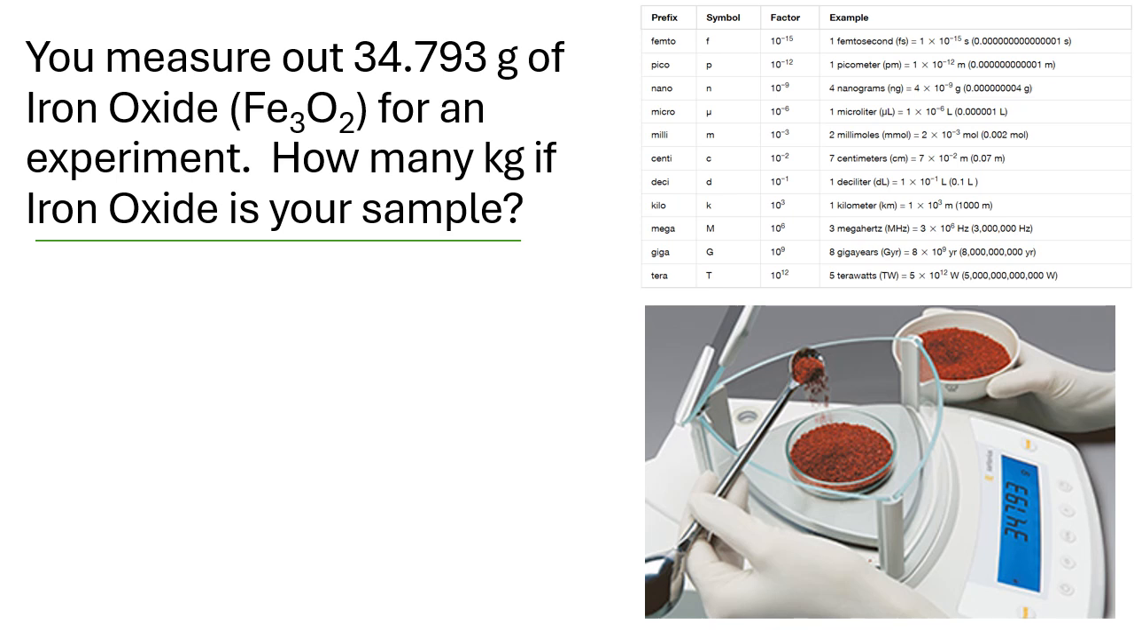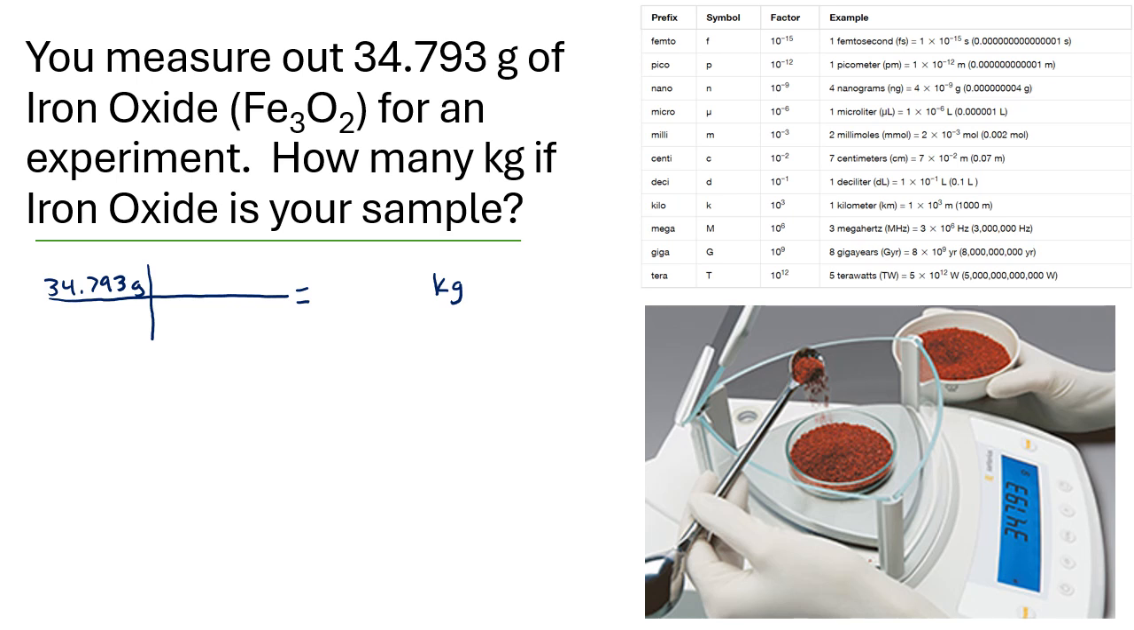Our next example says, you measure out 34.793 grams of iron oxide, Fe3O2, for an experiment. How many kilograms of iron oxide is your sample? So for this problem, we will again start by writing out the known quantity that the problem gives us, which is 34.793 grams of our iron 2 oxide. We need to multiply this value by some conversion factor and arrive at an answer in kilograms.